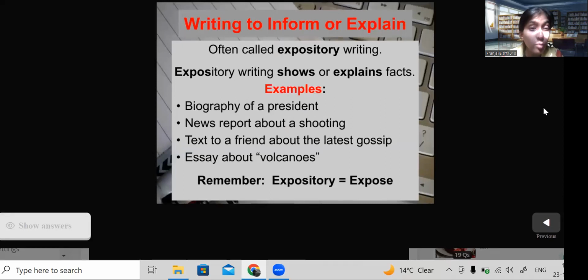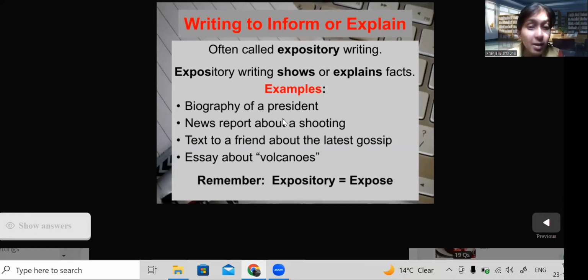Writing to inform or explain is often called expository writing. Expository writing shows or explains facts, right? Like the title itself explains, writing to inform, or we are explaining something. So we are writing something to explain something, to inform something. In this author's purpose, the author is trying to inform you about something, or to explain something to you.